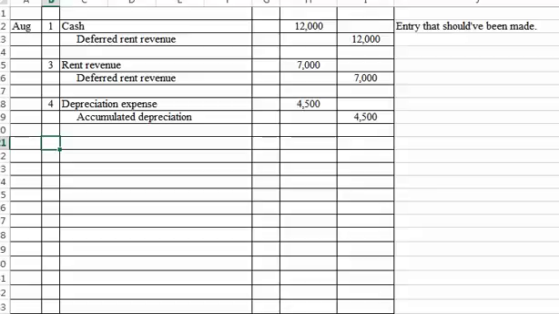Okay, on number 5, vacation pay for the year that had been earned by employees but not paid to them or recorded is $8,000. The company records vacation pay as salaries expense. Now, they could record it as vacation expense, but either way, it'd be a part of salaries.